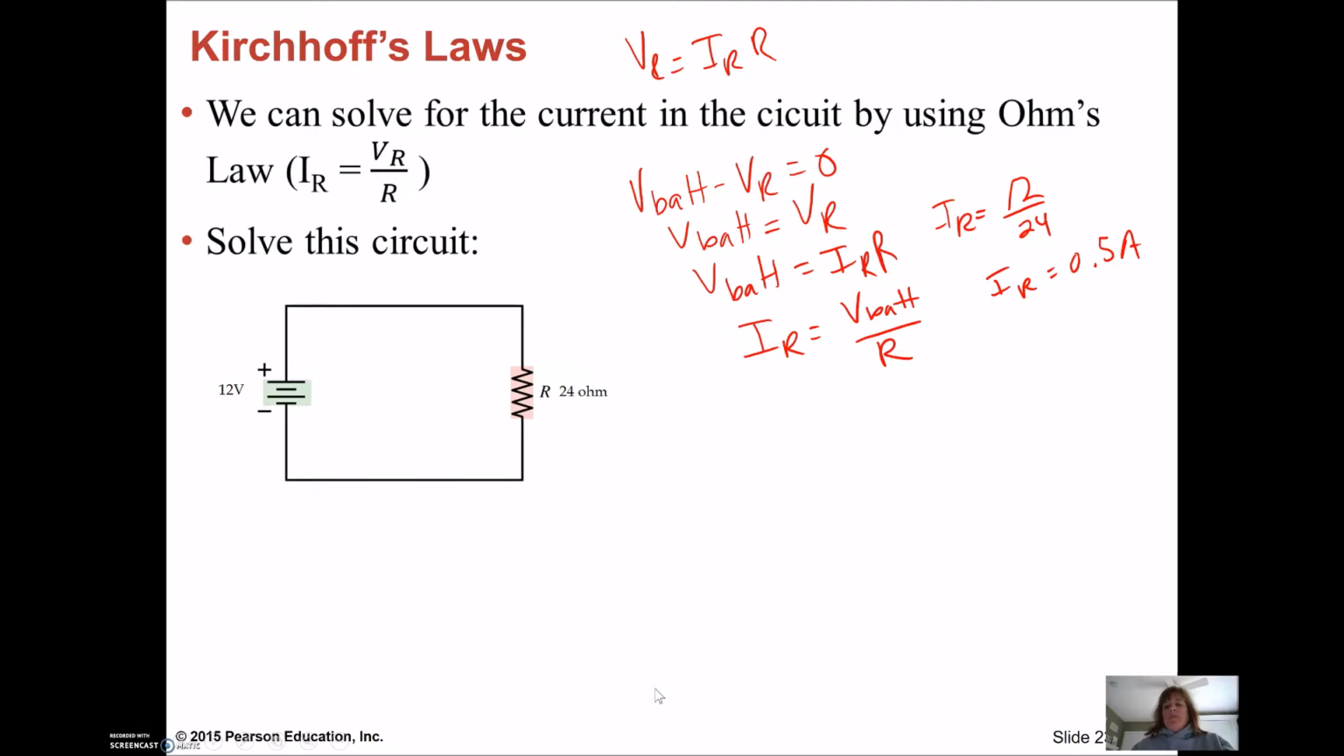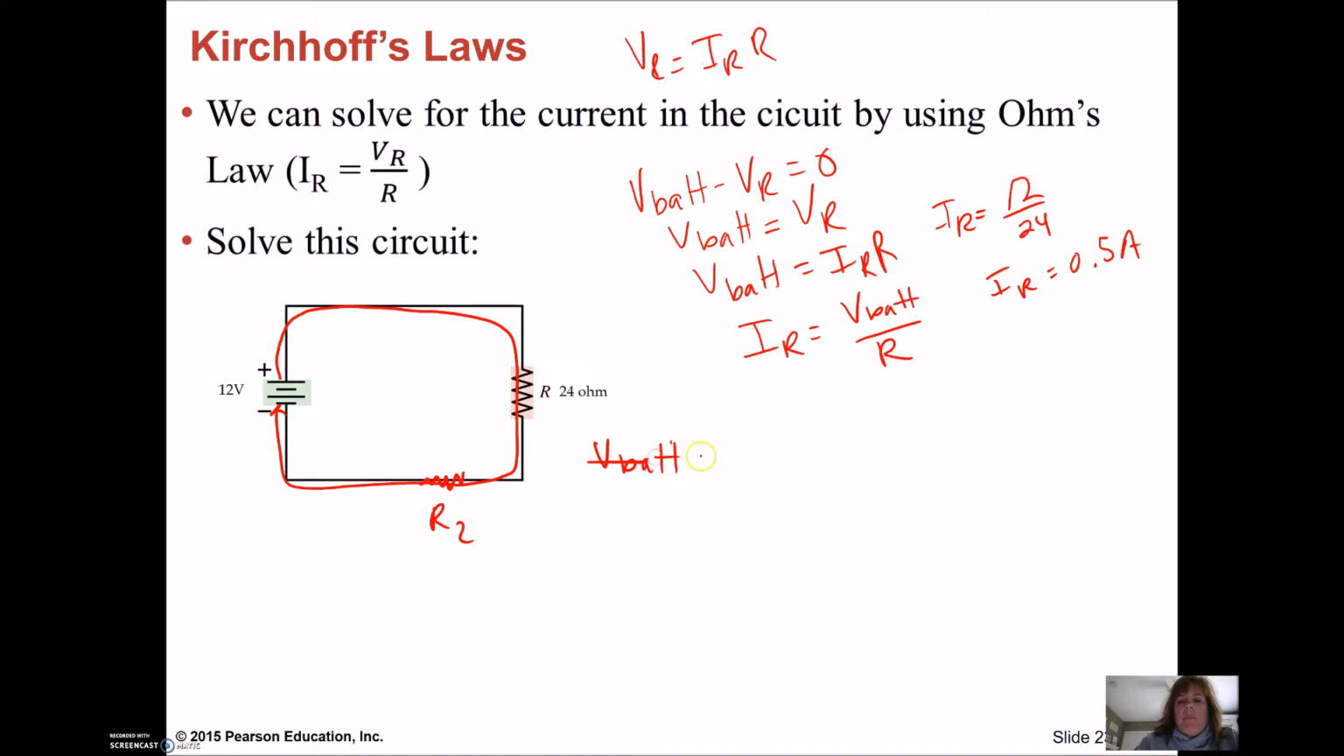Now this is a pretty simple circuit, but what if we throw in another resistor, or 2, or 3, or 4? Let's just put 1 in for now. We'll call that R2. Now we still have one closed loop, right? We still have current going through each of these circuit elements before they come back to the battery. So now my equation looks like this.